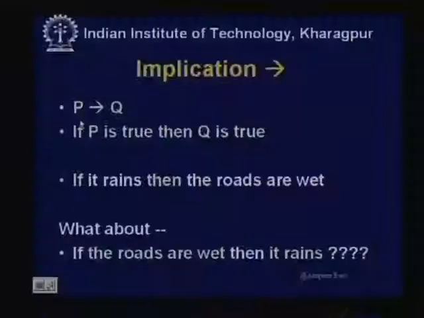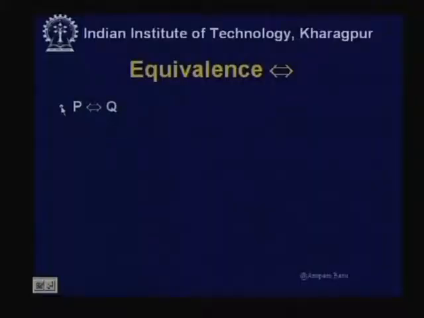So, roads are wet is not a sufficient condition to say that it rains. In the case of implication, when we write P implies Q, that means if P is true, then Q is true, but Q can be true even if P is false. Now, this is a sufficient condition, but not a necessary condition. Equivalence is a bijection, that means it is a bidirectional statement. If P is true, then Q is true, and again if Q is true, then also we can infer that P is true.